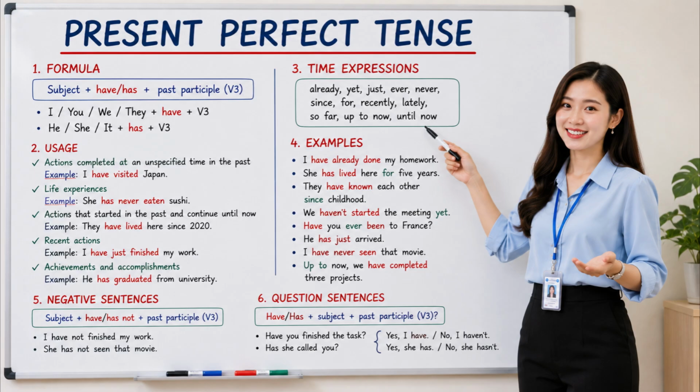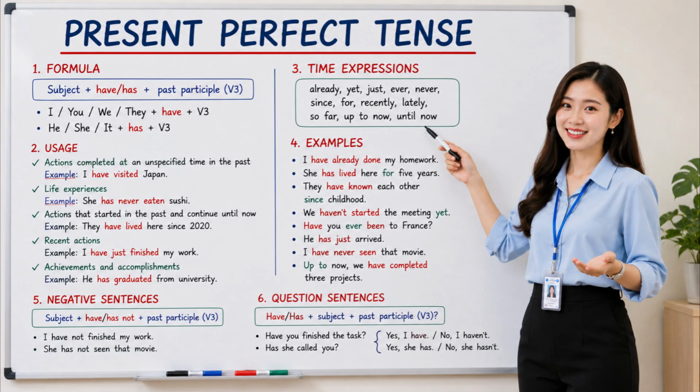Examples. She has graduated from university. They have won the championship. He has published a book. We have reached our goal. I have learned English grammar. Negative form. To make negative sentences, add not after have or has. Structure. Subject plus have or has not plus past participle.